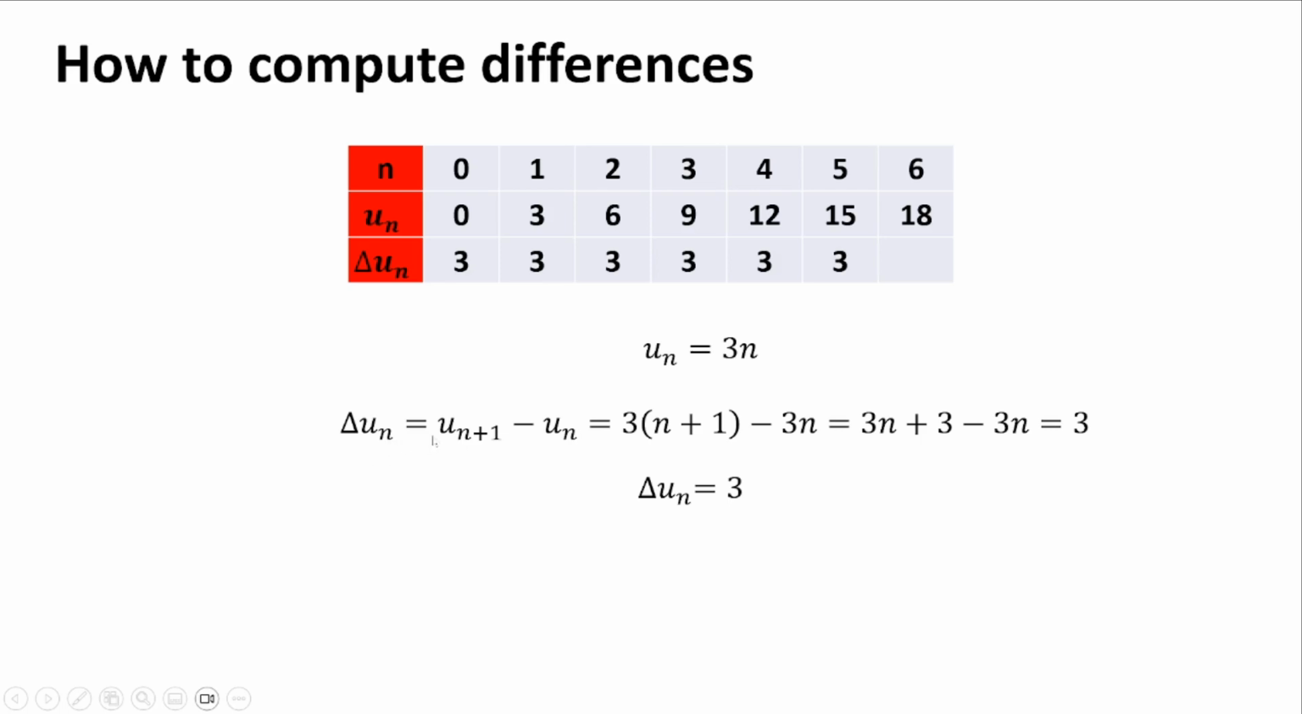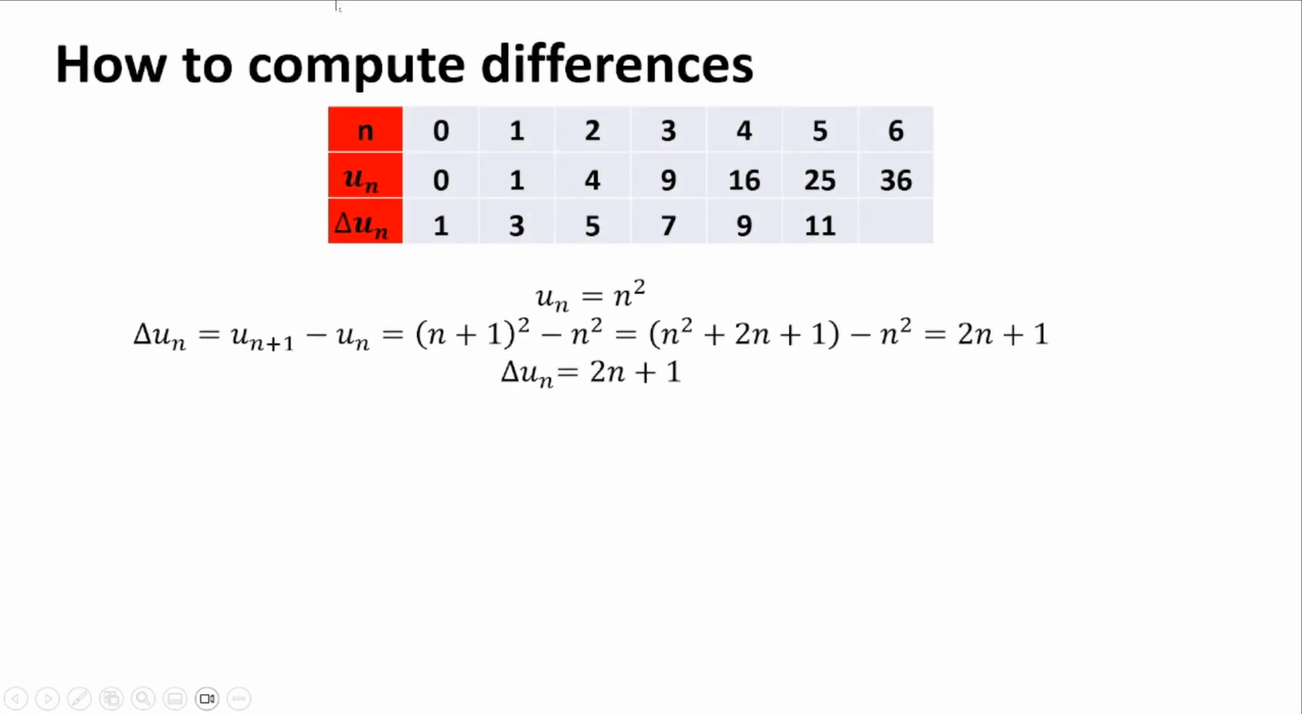Delta u of u_n equals u_{n+1} minus u_n. Okay, this is equal to 3. u_{n+1} is 3 multiplied by n plus 1, because we have n plus 1, so we plug in n plus 1 minus u_n, which is 3n. Okay, this is 3n plus 3 minus 3n, which is equal to 3, which is constant. That is why delta u of n equals 3.